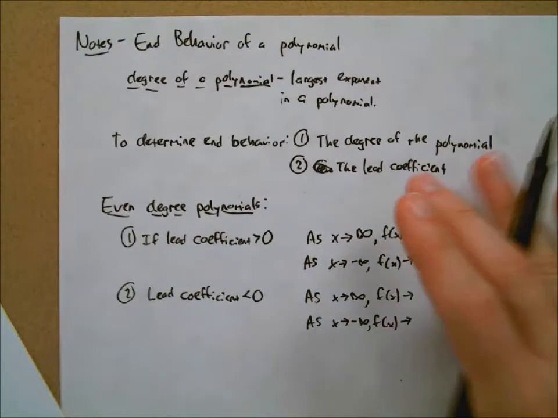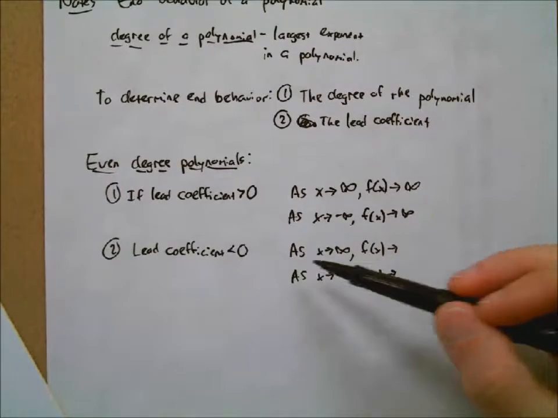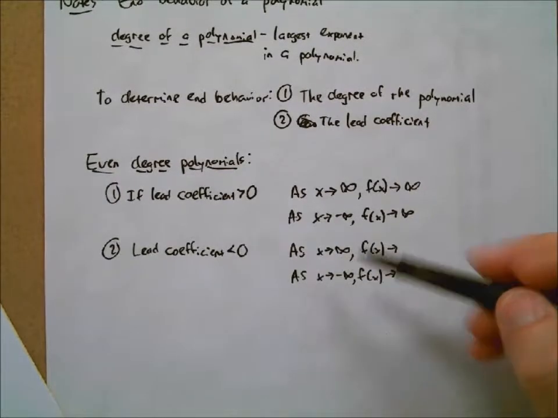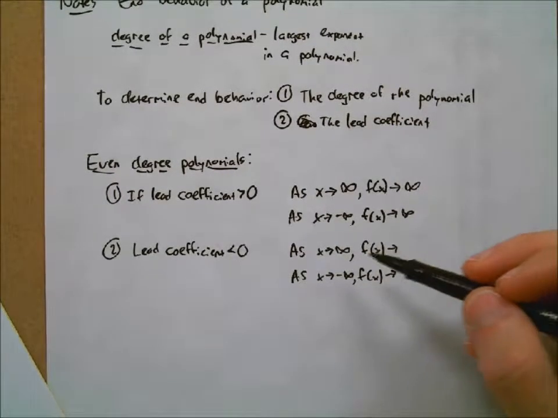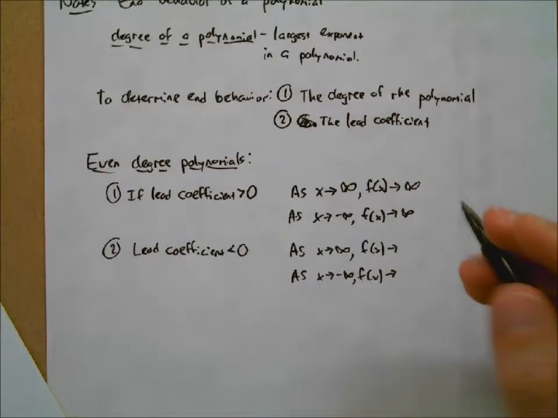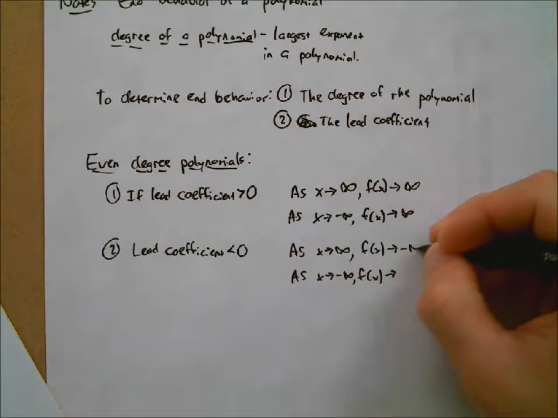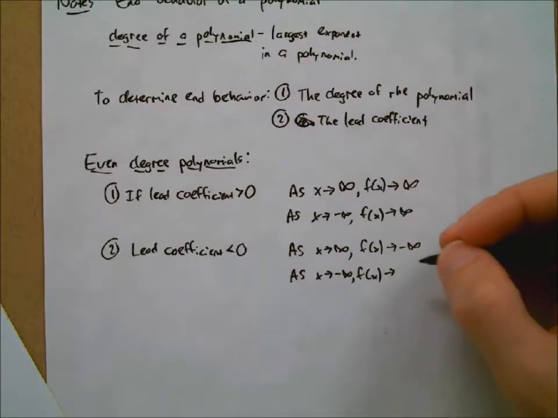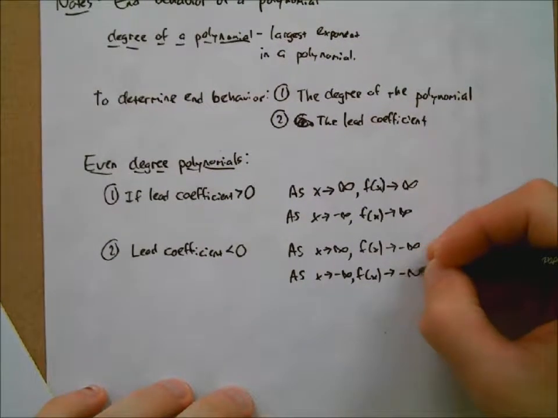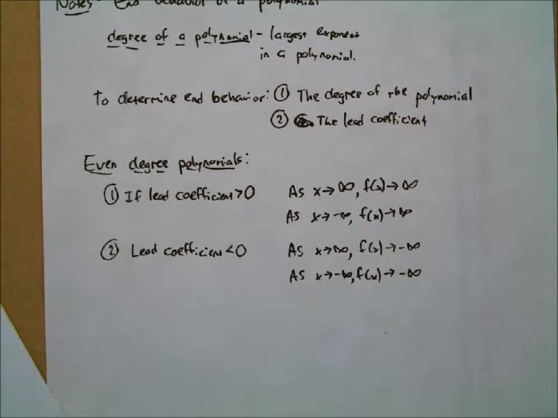But what changes is now as x approaches infinity, as we go far to the right, and we have a negative lead coefficient, what will f of x approach? What will the y values approach? Yeah, negative infinity, right? And then same thing, as you go really far to the left, the y values will also approach negative infinity. Okay, just like that.